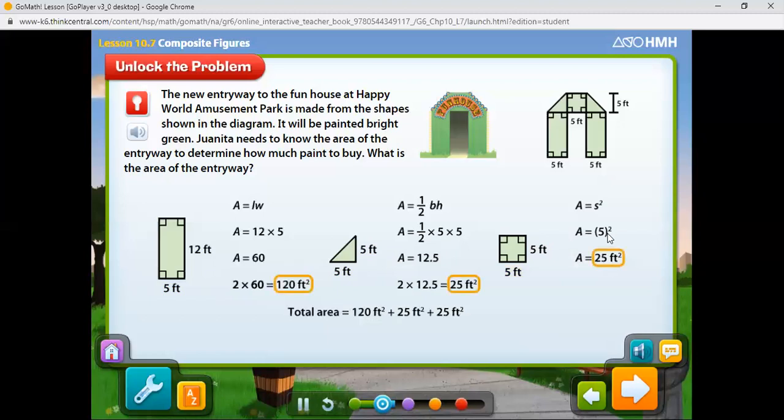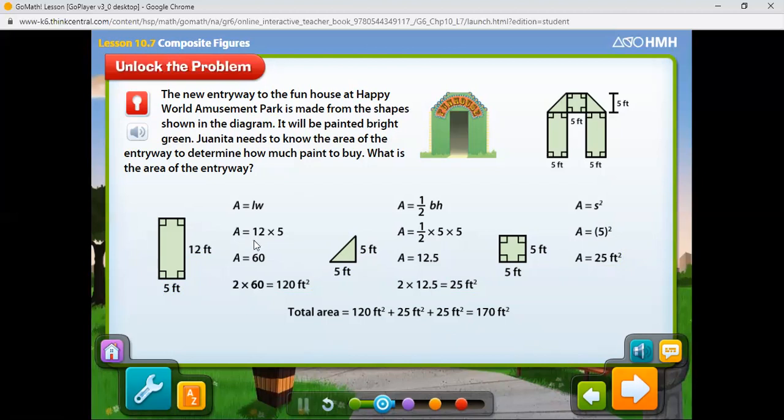Now, add the three areas to find the total area of the composite figure. The total area is 170 square feet. So Juanita needs to buy enough paint to cover 170 square feet.